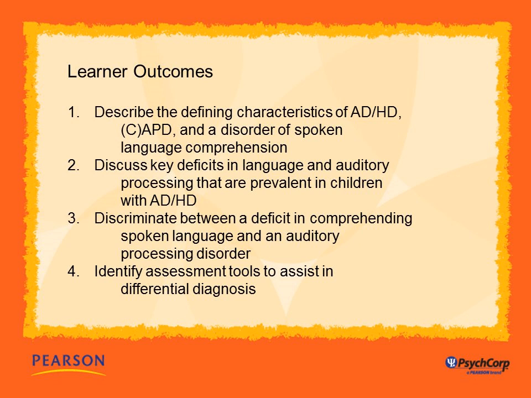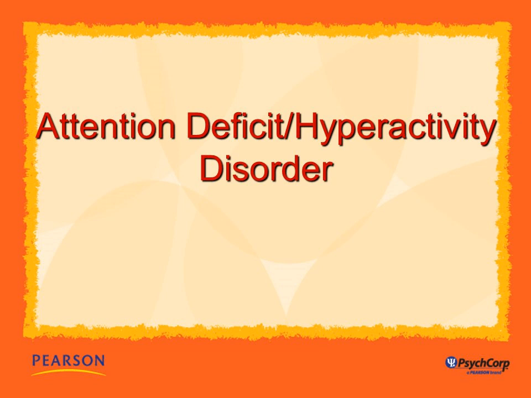Sometimes it's confused. I'll hear clinicians say, well, he doesn't understand what I just read to him, and therefore he has an auditory processing disorder. But I think we have to take a step back and say, well, wait a minute, maybe he really has a receptive language problem when you get into comprehension. Talk a little bit about that. And then I will talk about assessment tools to assist in differential diagnosis, and then some recommendations for treatment. Well, where do we go with each? So hopefully we'll have a lot of information packed in today.